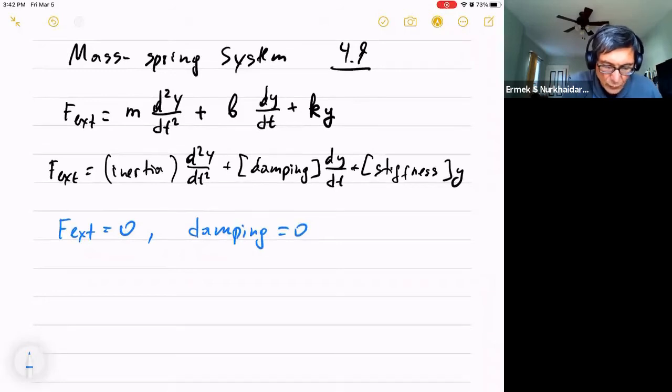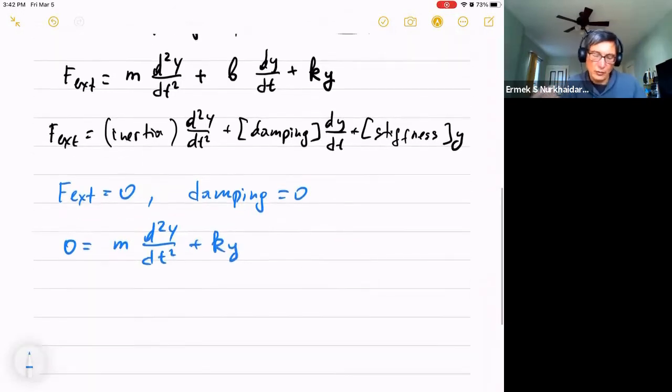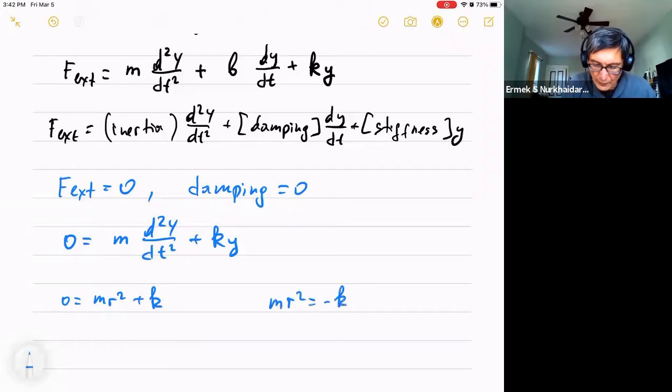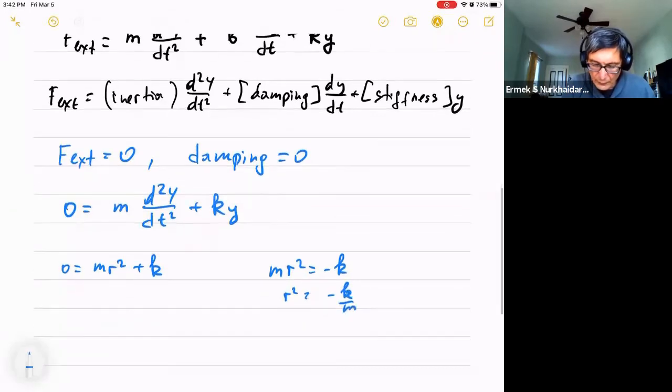So in this case, we're going to get 0 equals m times the second derivative plus ky. We know how to solve it. So we set our auxiliary equation, mr squared plus k, mr squared equals negative k, r squared equals negative k over m. So r equals plus or minus square root of k over m times i.